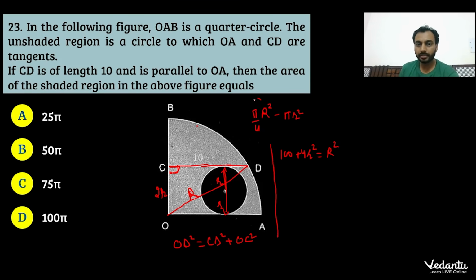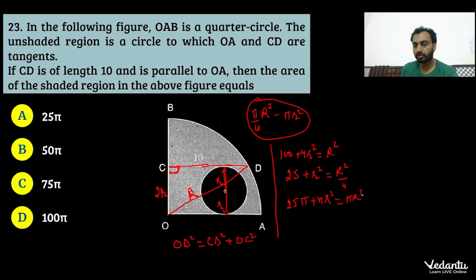Now let's try to make this expression from this one. So if we divide by 4, so we got this thing, right? Now multiply with pi, so 25 pi plus pi r square is equal to pi R square by 4. So 25 pi is equal to pi R square by 4 minus pi r square that we need. So the answer will be 25 pi. Right guys? Thank you.